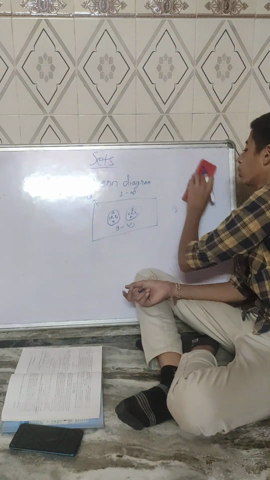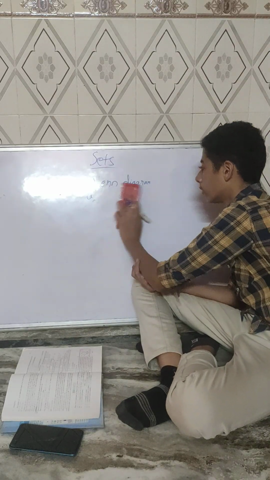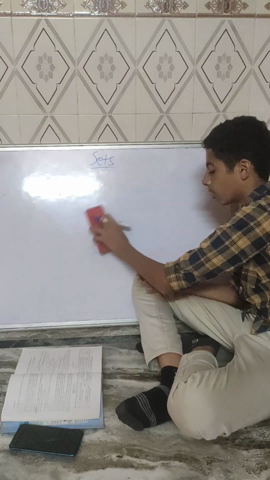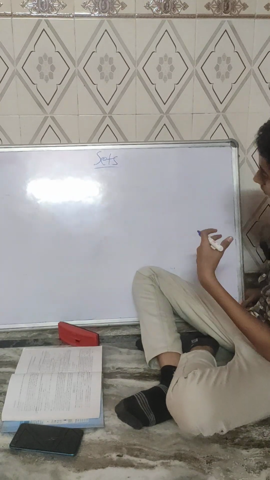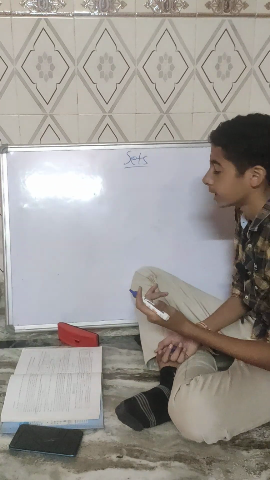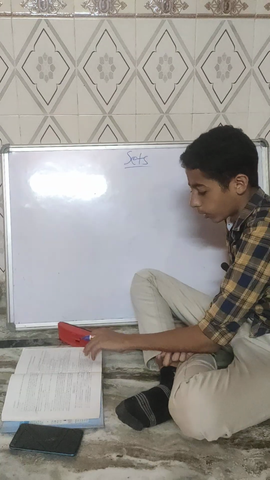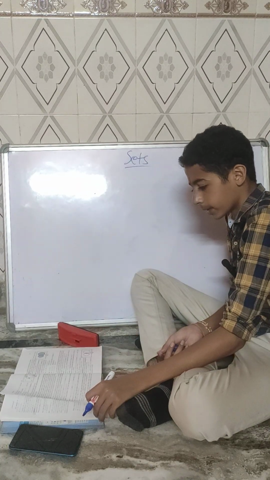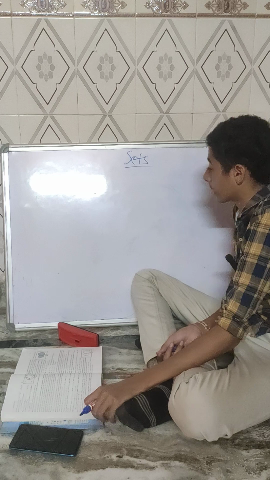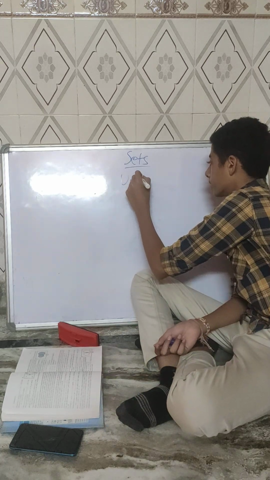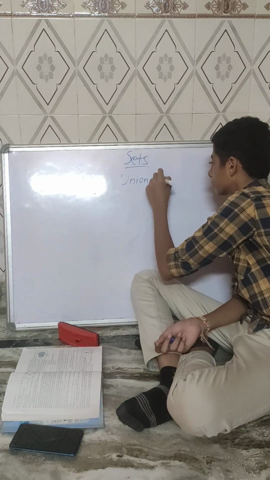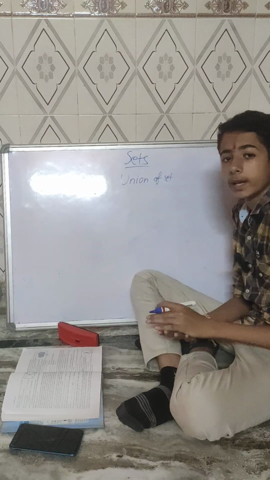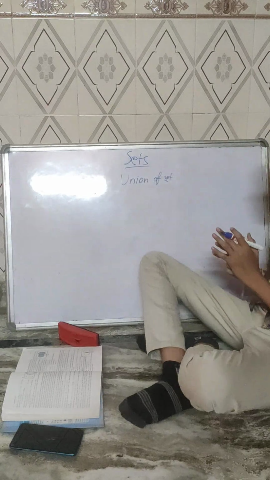Now this was the topic of Venn diagram, and we will use this in further topics like intersection or union, etc. Next topic is union of set.